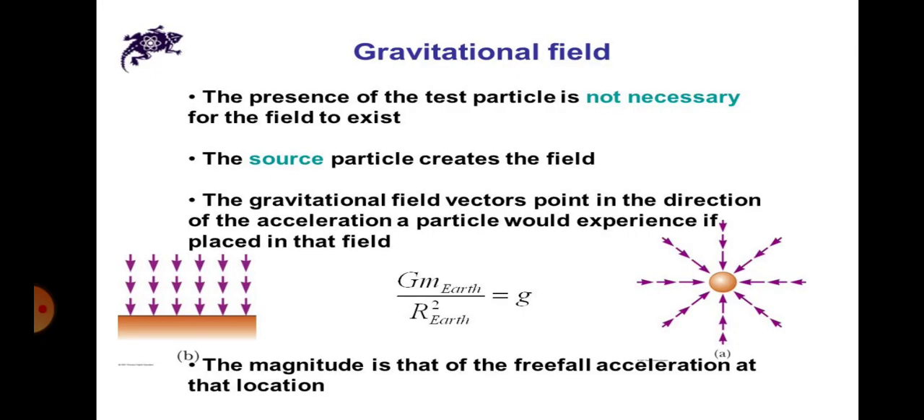Gravitational field, what does it mean? It is a region which tells about the gravitational force of attraction. That region itself is called the gravitational field. If any object enters this field, it experiences a force of attraction. If any object comes within that field, it suffers a force of attraction. That is called the gravitational field.